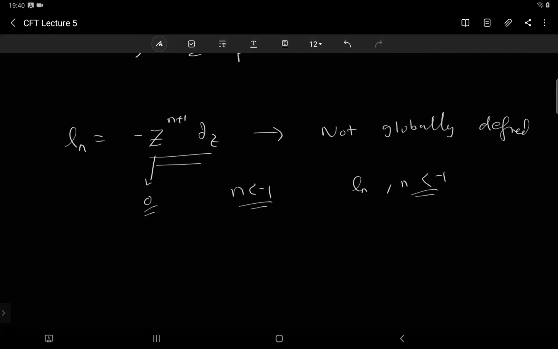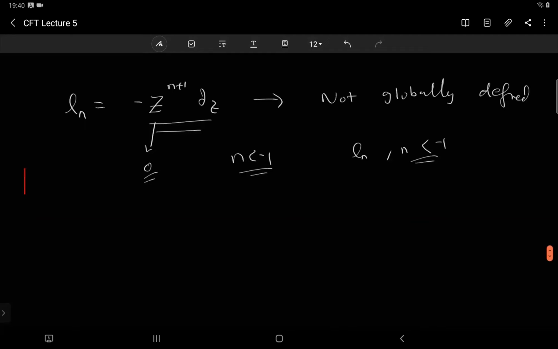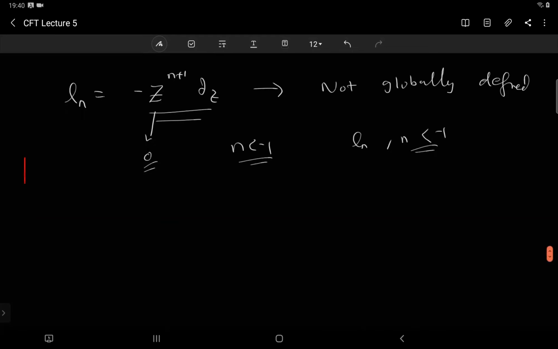Okay? So that's exactly what I'm saying. Even though we have an infinite number of generators, that's what I mean by saying they are not globally defined. They are not defined everywhere. For instance, any n less than -1 is not defined at z equal to 0. But that is not the full story.